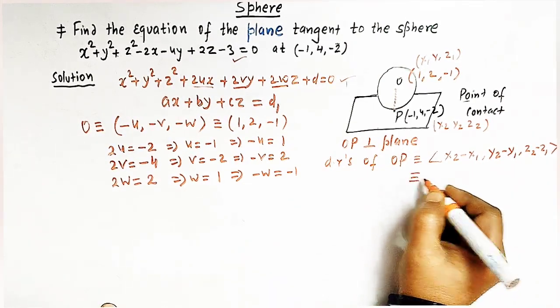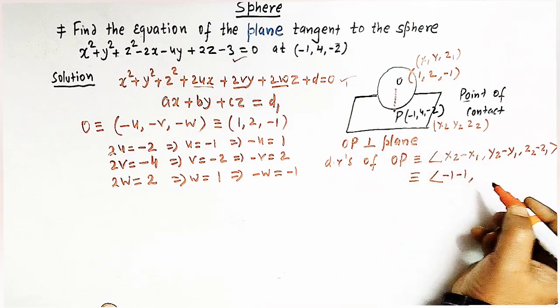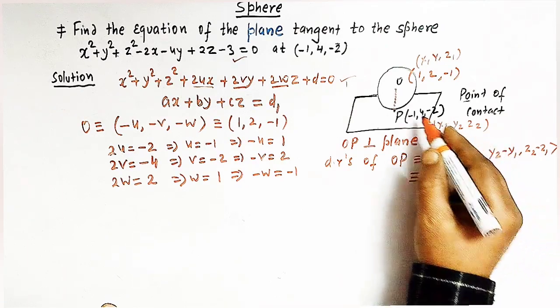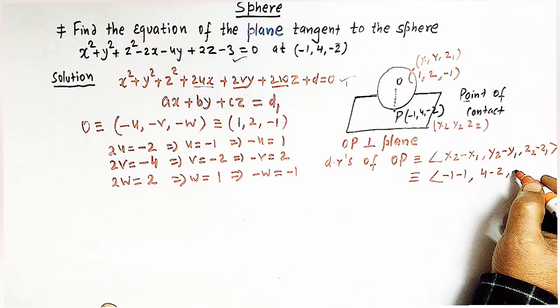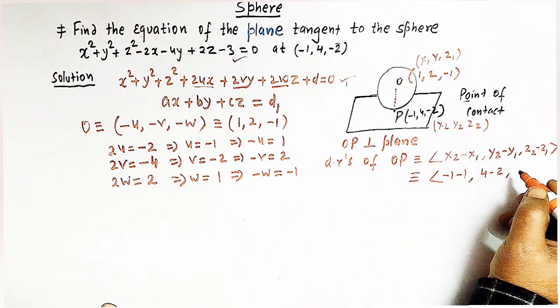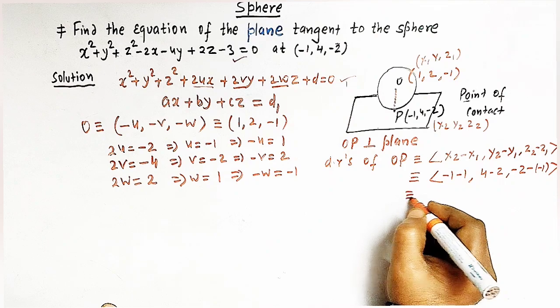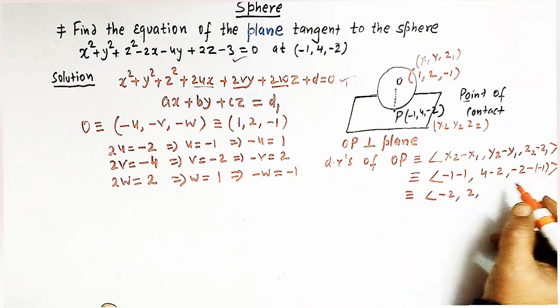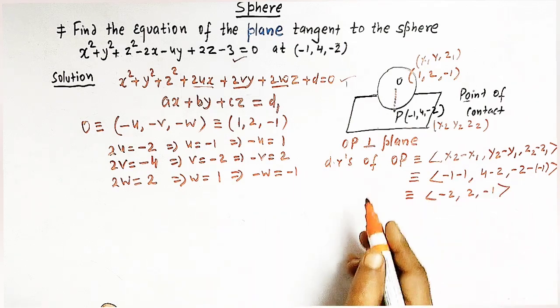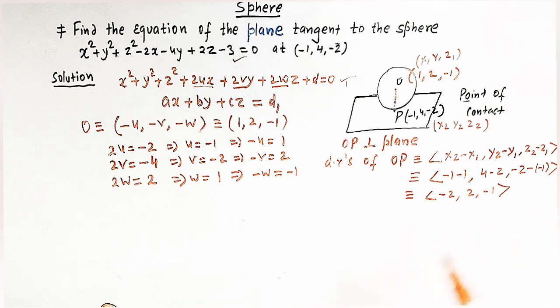So now we can write the direction ratios of OP as minus 1 minus 1, and then we have y2 is 4, so we have 4 minus 2, and then we have z2 is equal to minus 2 minus minus 1. So we can now write here minus 2, this is 2, and this is minus 2 plus 1, that is minus 1. So the direction ratios of OP are minus 2, comma 2, comma minus 1.